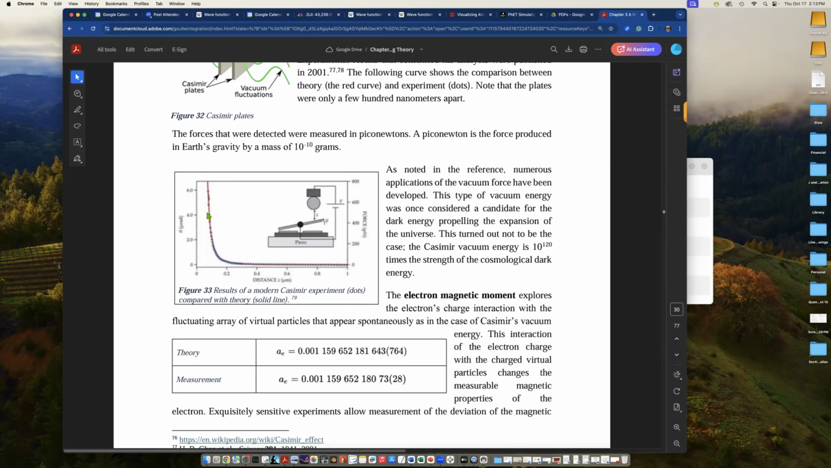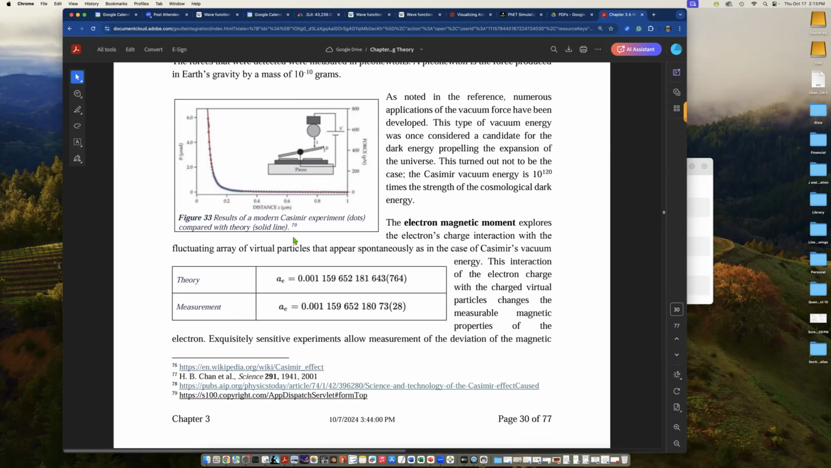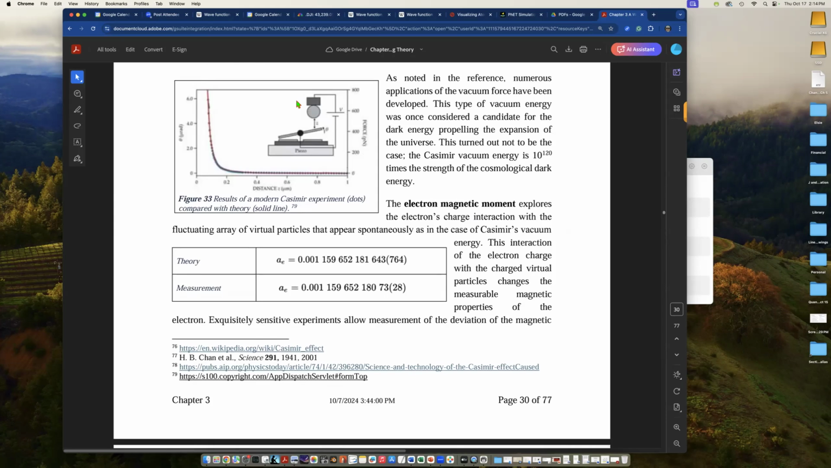And you can see this curve, this smooth curve, is the prediction of Casimir's equations, and the dots are the measurements. So again, we see an example of the application of quantum mechanics to the real world and predicting a result, and then in this case, waiting 50 years for the technology to be mature enough to actually do the experiment, and sure enough, the theory and the experiment match.